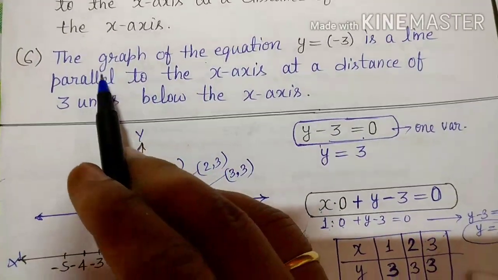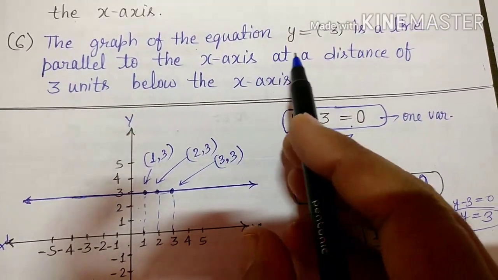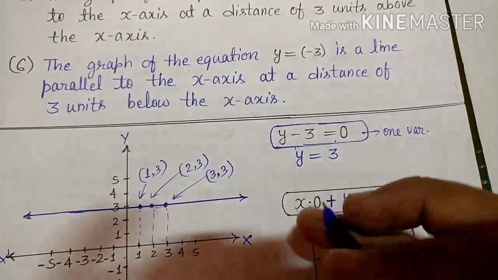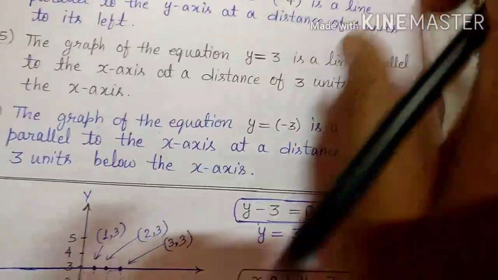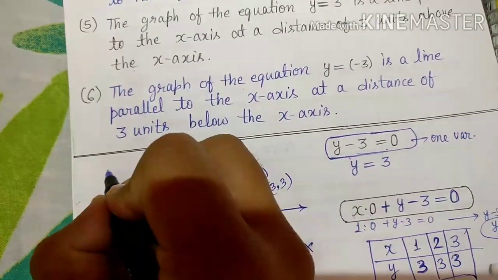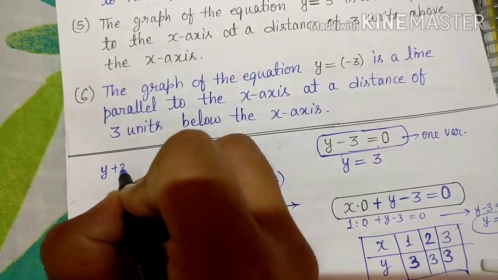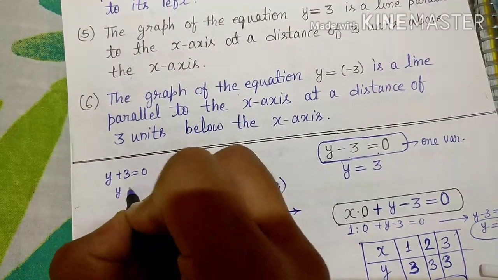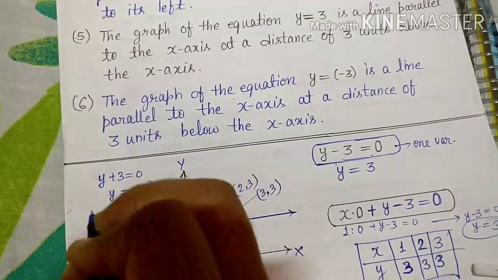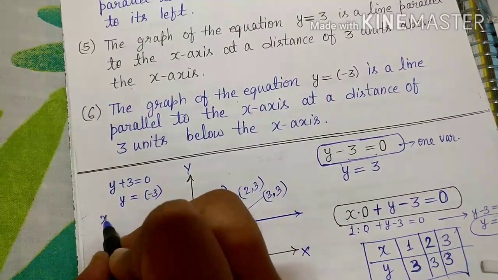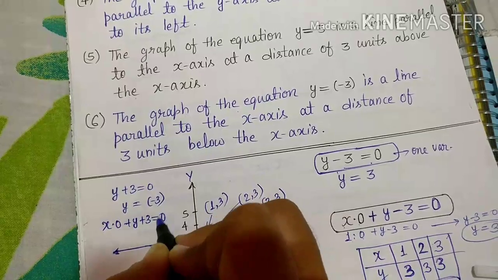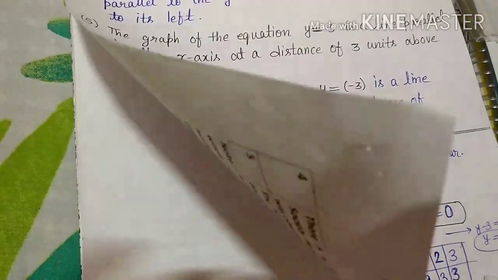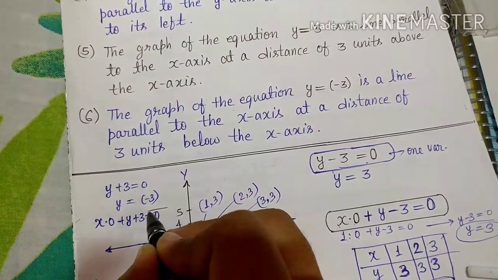Now the sixth point, the graph of the equation y equals minus 3. Now suppose that y is minus 3. As we have seen, we can say y plus 3 equals 0, so it becomes y equals minus 3. So how can we write it? We can write x times 0 plus y plus 3 equals 0. Can we write it or not? This is the equation we got here.